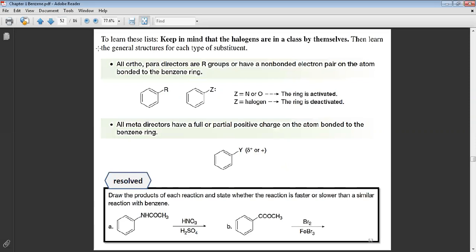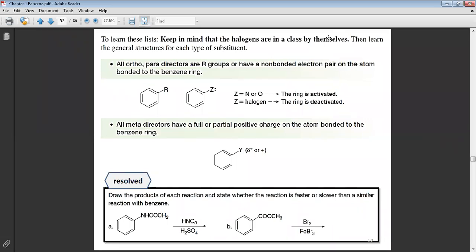To memorize this list, keep in your mind that the halogens are in a class by themselves. That means the halogen group is different from the other groups, because it is an ortho-para director and a deactivator, a special group.